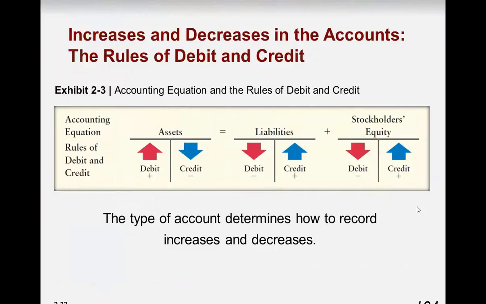The rules of accounting show that assets increase on the debit side. They decrease on the credit side. Liabilities do the opposite, and stockholders' equity accounts do the opposite. Again, this has to be done in this way in order to keep the accounting equation in balance.